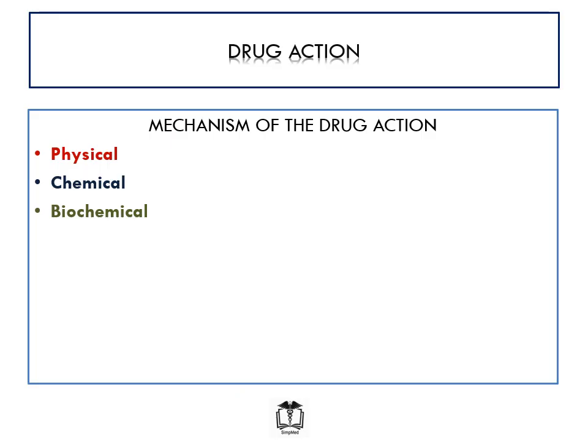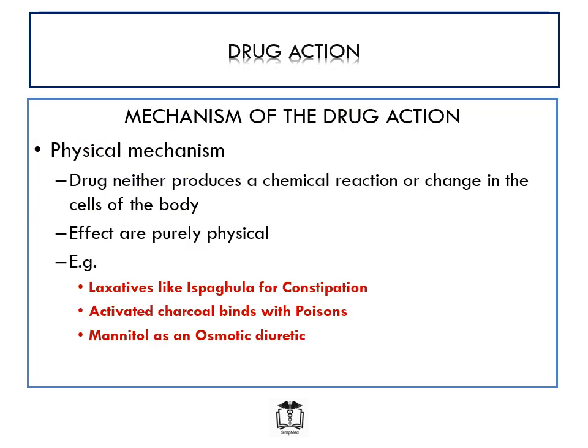The mechanism of drug action differs from the type of drug action. The mechanism of drug action is about how drugs do their work. And for the mechanism of drug action, there are three major mechanisms. We have the physical mechanism, the chemical mechanism, and the biochemical mechanism. So the first mechanism of drug action includes drugs that neither produce chemical reactions, nor change cells of the body, nor interact with biochemical structures. These drugs act purely by a physical or physiological mechanism.